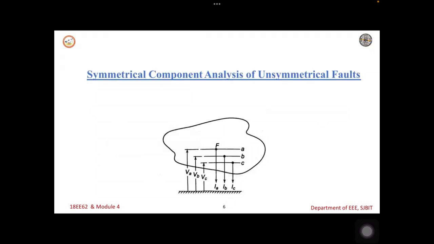So, let us understand the analysis of unsymmetrical faults with respect to symmetrical components. Here we consider a transmission part of the power system. In this we have three transmission lines, namely A, B, C, and if a fault occurs on line A, then the voltage drops to 0 and there is a sudden inrush of current IA. Similarly for B phase and C phase.